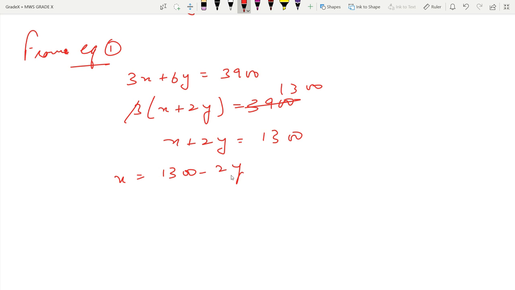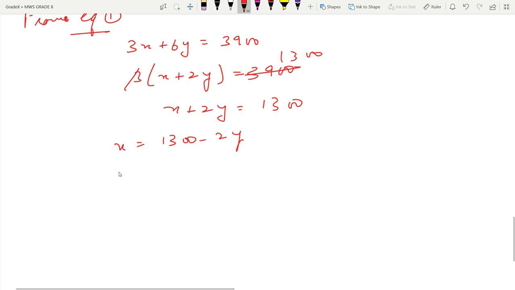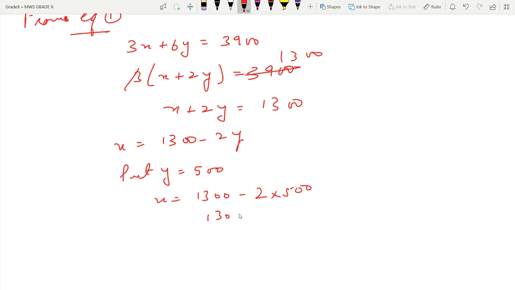x = 1300 minus 2y. Put the value of y. Do not put the value of y as 1, 2, 3, 4, because it is 1300, so it can be in hundreds. For example, 200, 500, 600 will be better for you. So put y equals 500, then x equals 1300 minus 2 into 500, and 1300 minus 1000, so it is 300. The value of x is 300.